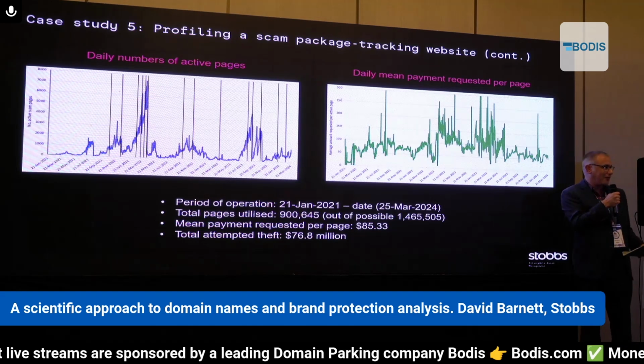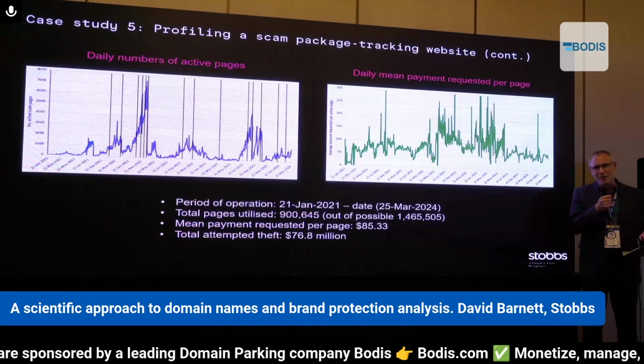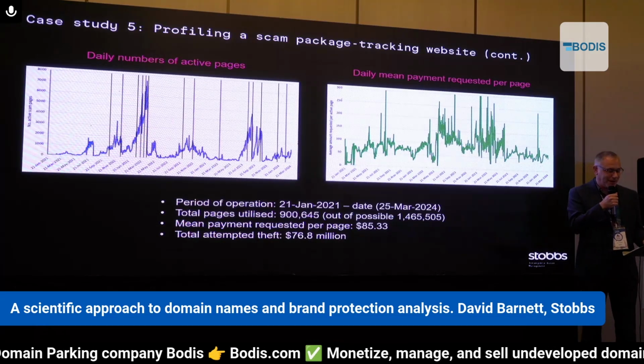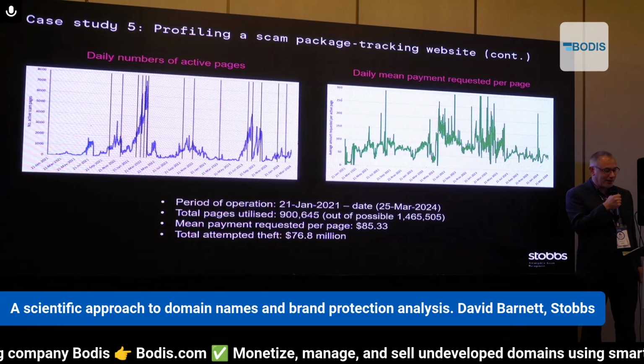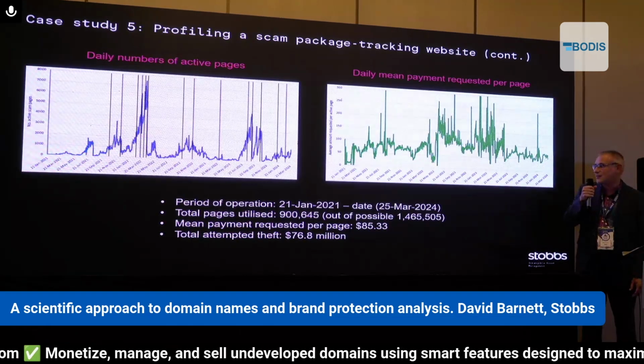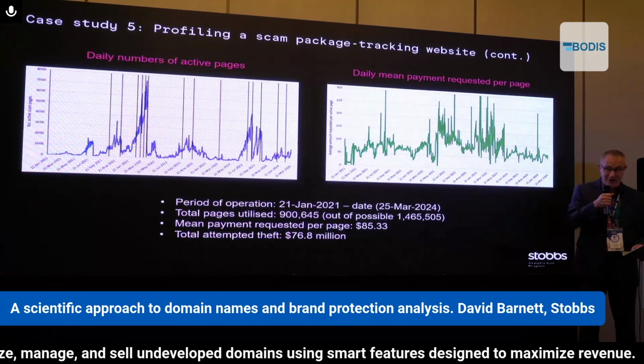Now, obviously, we don't know how much of that was successful, but if we assume that maybe somewhere between 0.1% and 1% of the victims actually did make a payment, it's quite possible that this single site during the period of its operation may have netted somewhere between $77,000 and $770,000.